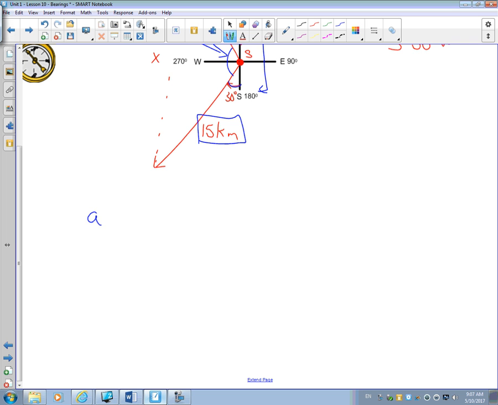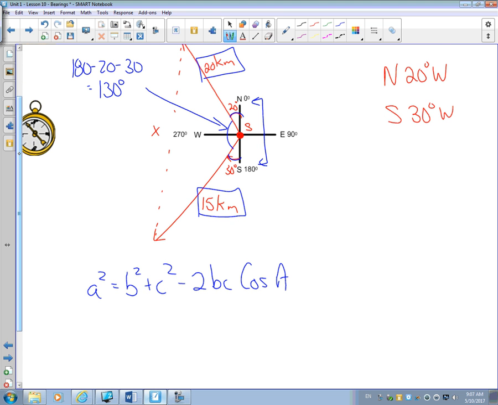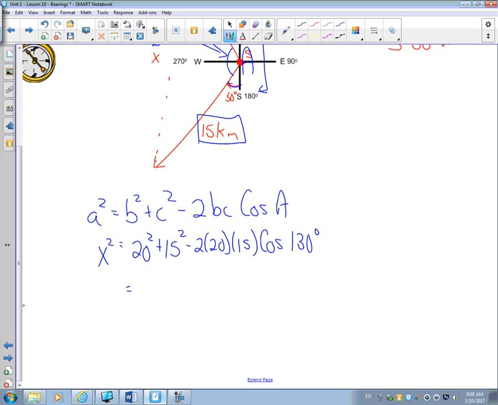Okay, reminder: a squared equals b squared plus c squared minus 2bc cos A. In this case, big A is right here, and little a is the side I want to find. So b squared, c squared, 2bc, and the angle between them we just figured out was 130. This is what x squared will be. We'll put that all into our calculator at one time. Here we can get ourselves a big number. Okay, I got 31.7.